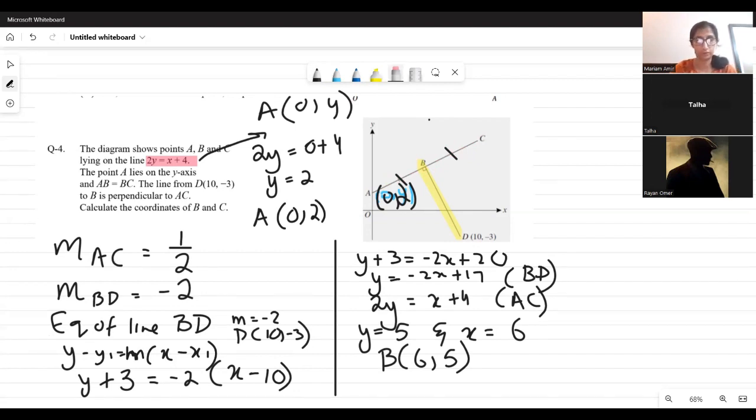Okay, now use midpoints to find the coordinates of C. Okay, just give me a second. Miss, 12 and 8. Yes. B is (6, 5), and what's C again? 12, 8. That is correct. Did you get 12, 8 for C? Yes, miss. All right, that is correct. This is what we had to do, calculate the coordinates of B and C.